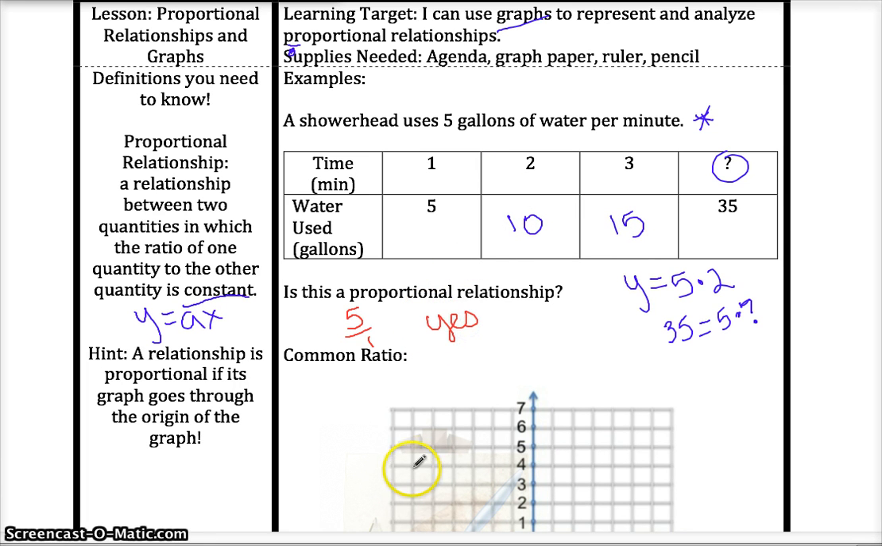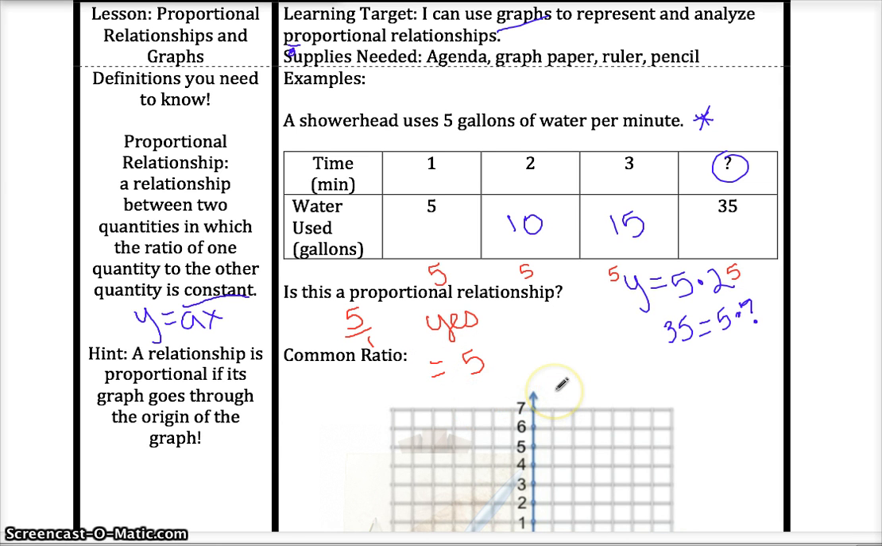You just write yes. And then the common ratio we've already talked about twice now is the simplest form of all these numbers. So 5 divided by 1 is 5. 10 divided by 2 is 5. 15 divided by 3 is 5. And 35 divided by the number you get up here should also be 5. So guess what your common ratio is? 5.